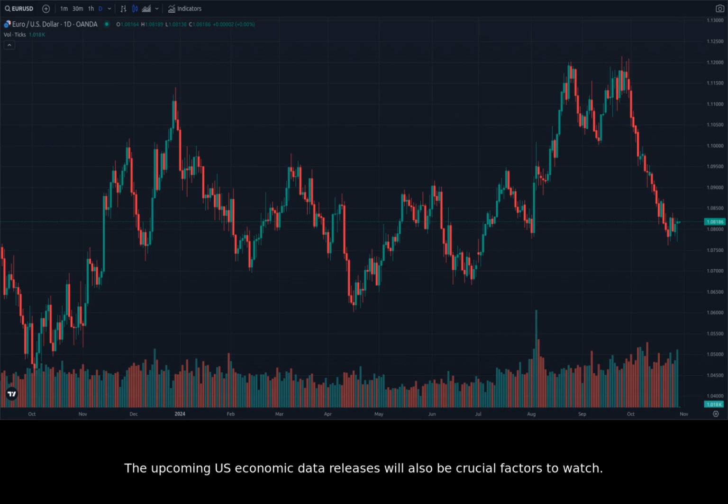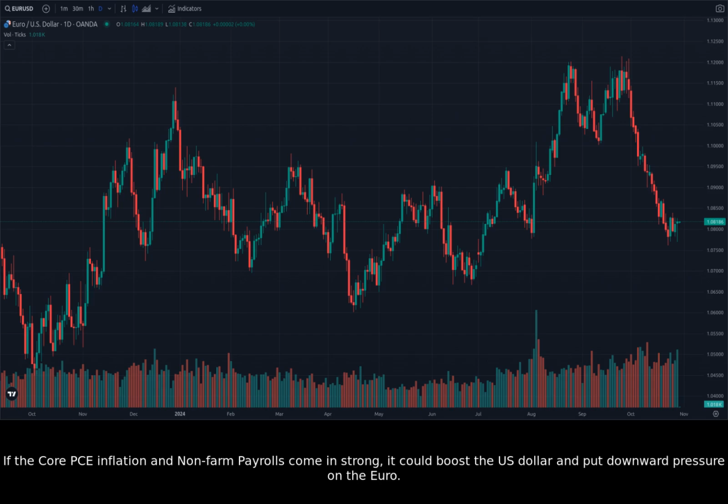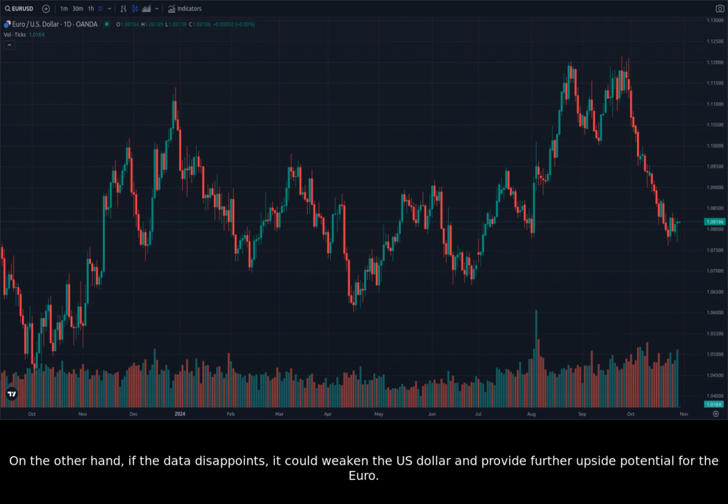The upcoming U.S. economic data releases will also be crucial factors to watch. If the core PCE inflation and non-farm payrolls come in strong, it could boost the US dollar and put downward pressure on the euro. On the other hand, if the data disappoints, it could weaken the US dollar and provide further upside potential for the euro. The US presidential election and the FOMC rate decision will also be key events that will influence the market direction.